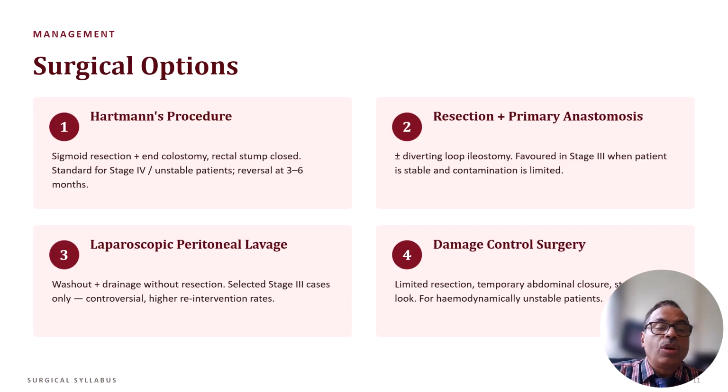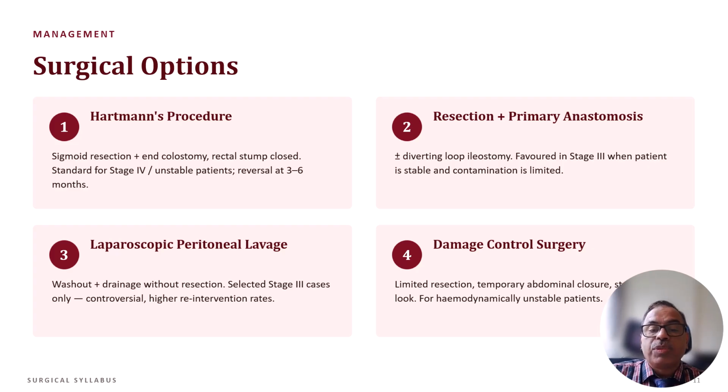Now, what are the surgical options available here? We have Hartmann's procedure. We have already seen what exactly it is. It's a sigmoid resection with proximal end colostomy and closure of distal rectal stump, which is standard for stage 4 patients or unstable patients. Always do reversal or restoration of bowel continuity, at least not before 3 months.